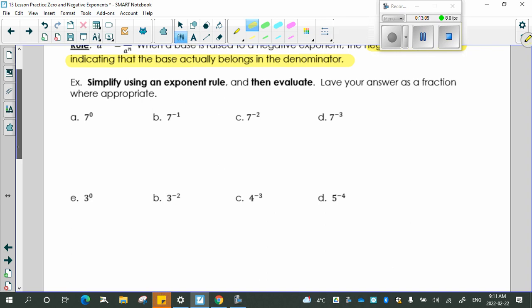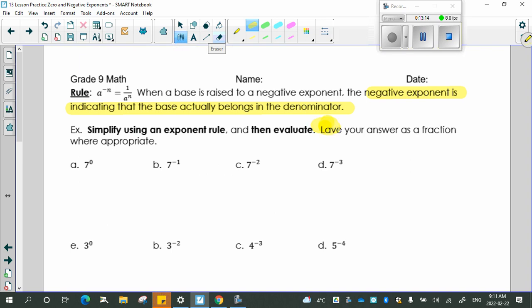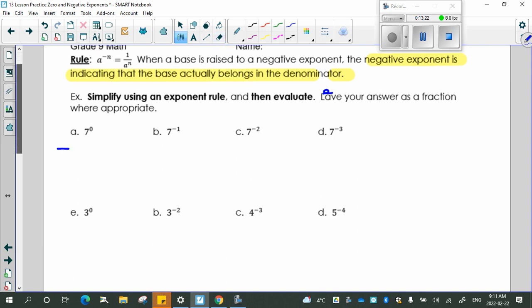Leave your answer as a fraction where appropriate. So we'll start with an easy one. 7 to the power of 0. What do we say? Anything to the power of 0 is 1. Perfect. 7 to the power of negative 1.